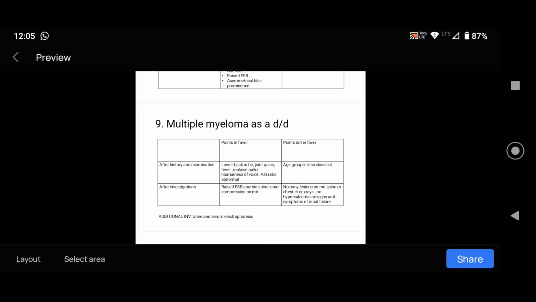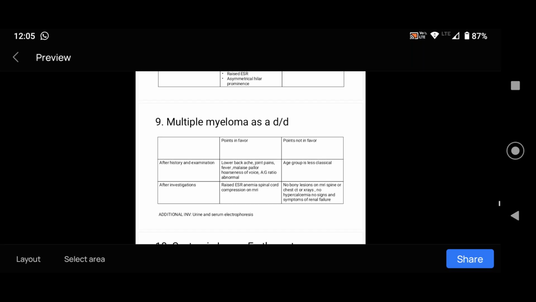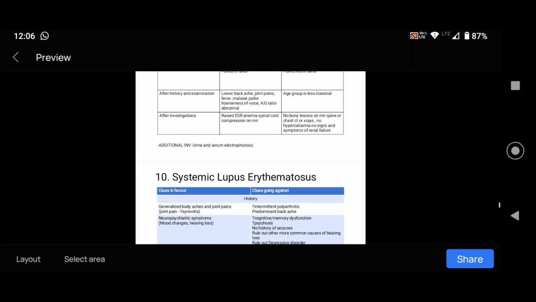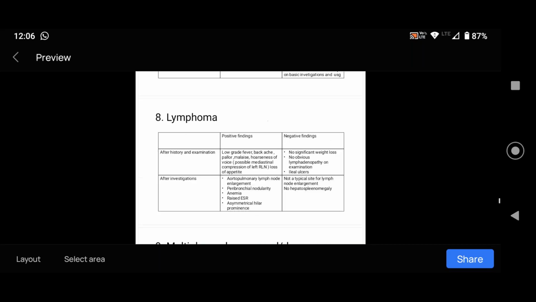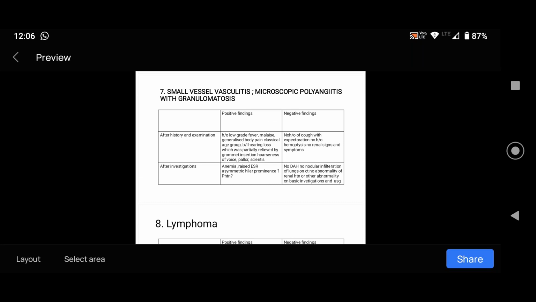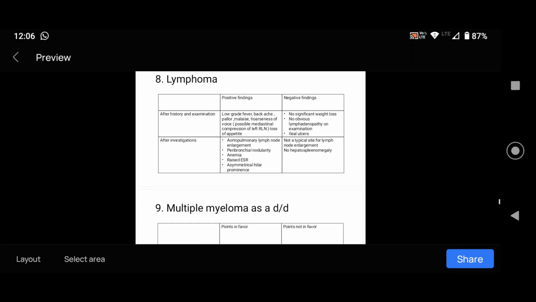Also, there are no bony lesions on MRI, chest X-ray, CT, no hypercalcemia, no signs and symptoms of any renal failure. But a few points like low grade fever, backache, malaise, abnormal AG ratio, raised ESR, multiple myeloma, we kept it as a very low DD. So a urine electrophoresis, serum electrophoresis could maybe have helped us in ruling it out completely. But if it is very low in the list, maybe it is not required as well. So these are my 3 DDs which I considered: maybe Wegener's, lymphoma and multiple myeloma.